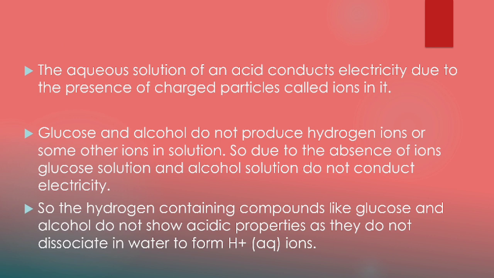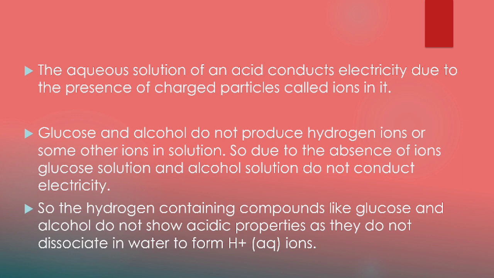Here, an aqueous solution of an acid conducts electricity. That is, in the case of hydrochloric acid, due to the presence of charged particles called ions in it. We saw hydrochloric acid dissociates to form H+ ions and Cl- ions. They are ions which can conduct electricity. Only because of that the circuit is complete and the bulb is glowing.